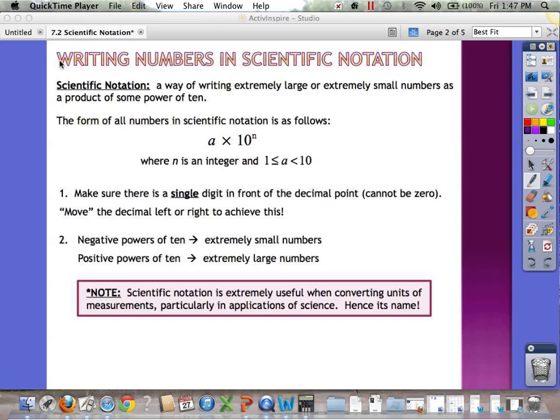Negative powers of 10 are very, very small numbers. Positive powers of 10 are very large numbers. When you're working with negative exponents, remember they became fractions before, and fractions are smaller than 1. So that's going to be the same situation: you're going to have a very, very small number. Scientific notation is extremely useful when you're converting units of measure, particularly in science. So that's where it gets its name.